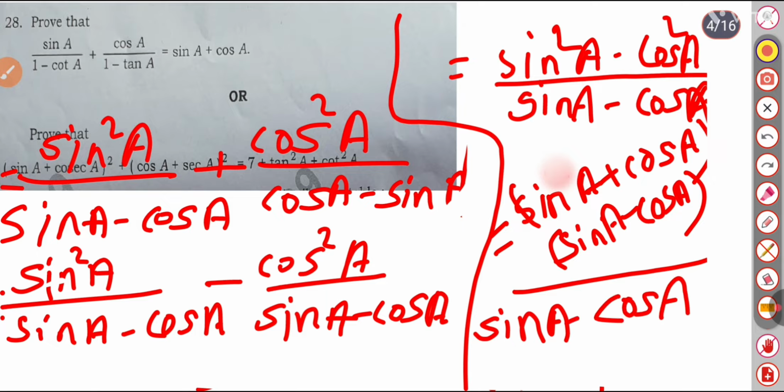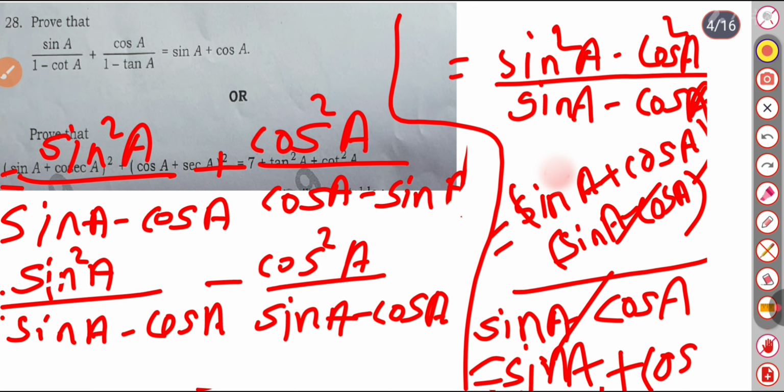Here sin A minus cos A and sin A minus cos A get cancelled. What is the answer? Sin A plus cos A is remaining. So that is the RHS.